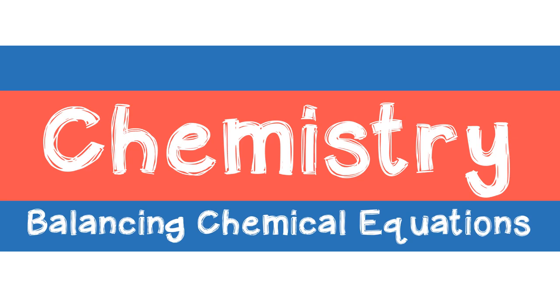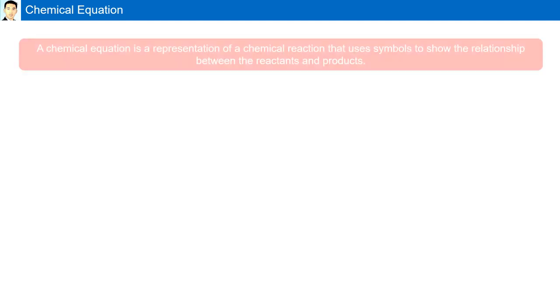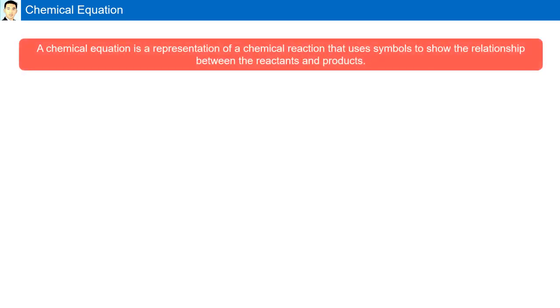Balancing chemical equations. Objectives: write a balanced chemical equation for a reaction. Chemical equation. A chemical equation is a representation of a chemical reaction that uses symbols to show the relationship between the reactants and products. Here we have hydrogen reacting with oxygen to produce water.